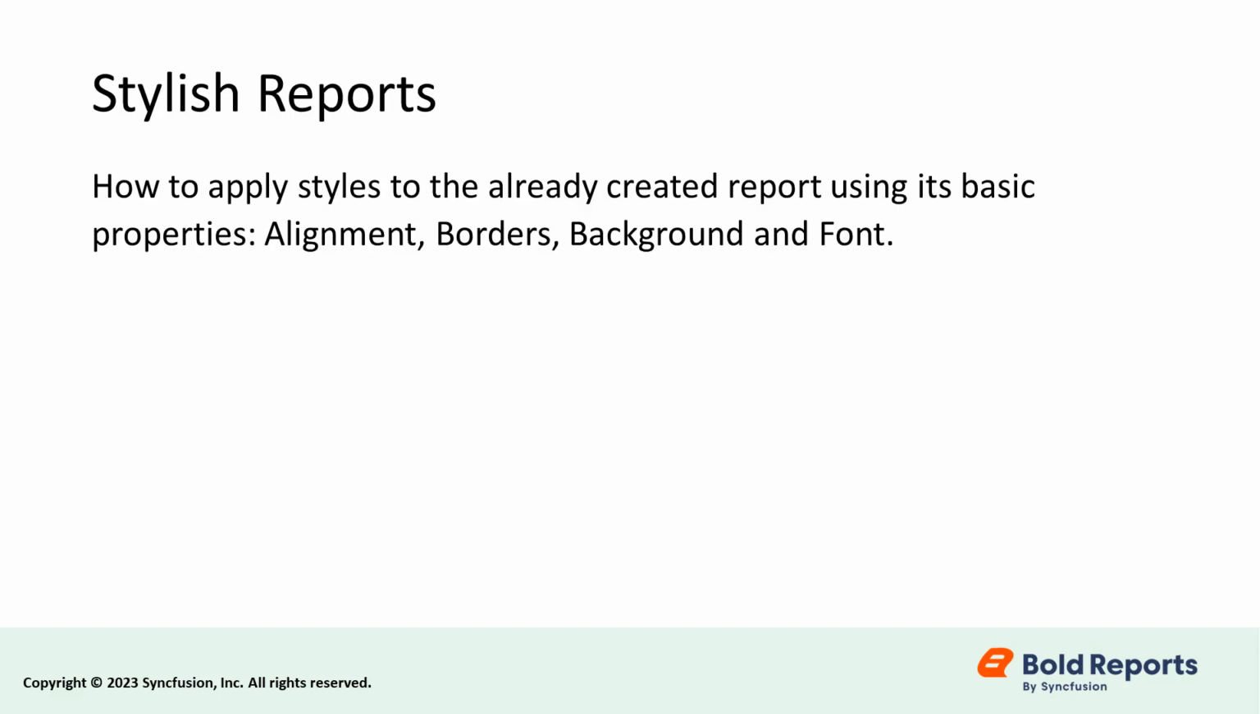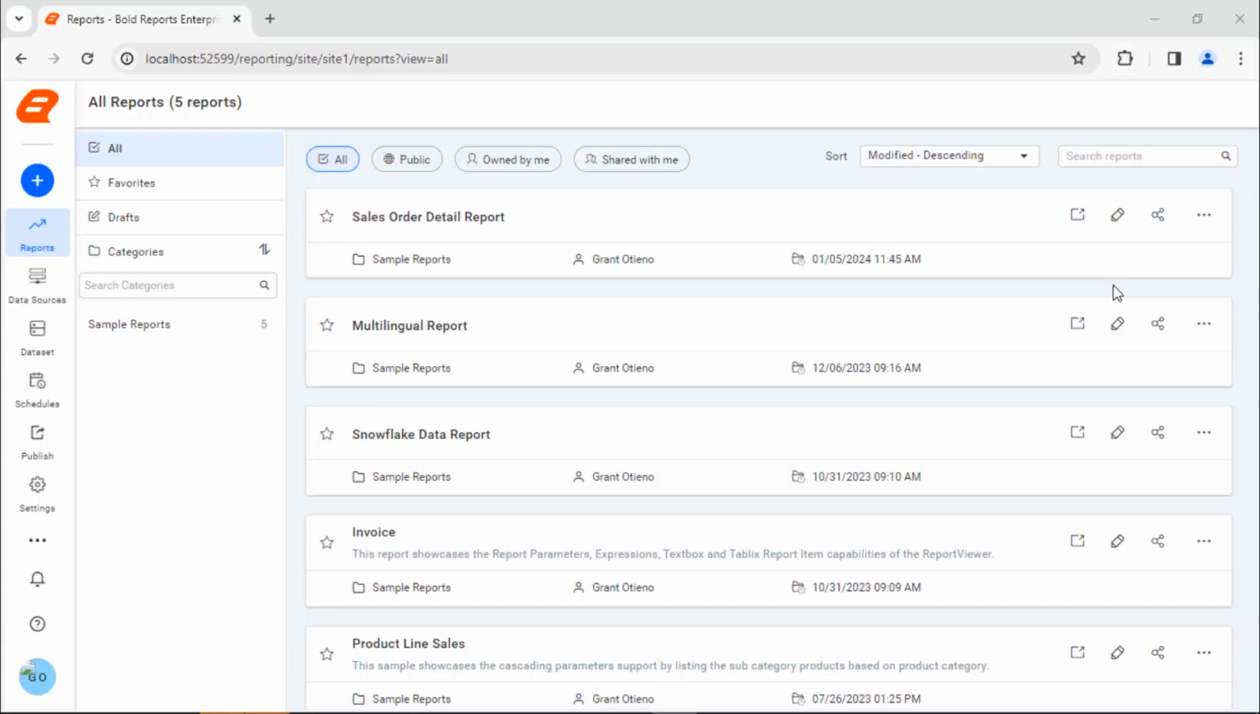In this video, I will show you how to apply styles to the already created report using its basic properties: alignment, borders, background, and font. To begin with, I open the Bold Reports Designer to access a designing environment, either the Web Report Designer or Desktop Report Designer. I am going to use the Web Report Designer in the report server for this demo.